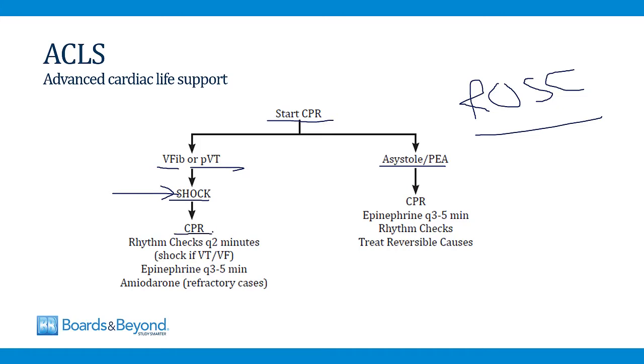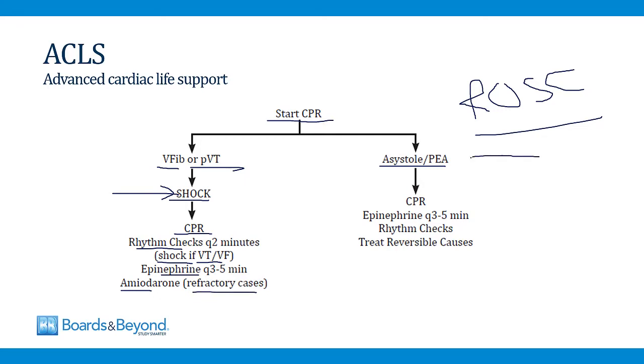Because remember, when you're not doing CPR, you're not circulating blood through the patient's body. As you're doing CPR, you stop every 2 minutes to check the rhythm. If the rhythm remains VT or pulseless VF, then you want to shock again. In addition, while you're doing these rhythm checks and repeat shocks, you can administer epinephrine every 3 to 5 minutes. And amiodarone is used in refractory cases to try and terminate the ventricular tachycardia or ventricular fibrillation.